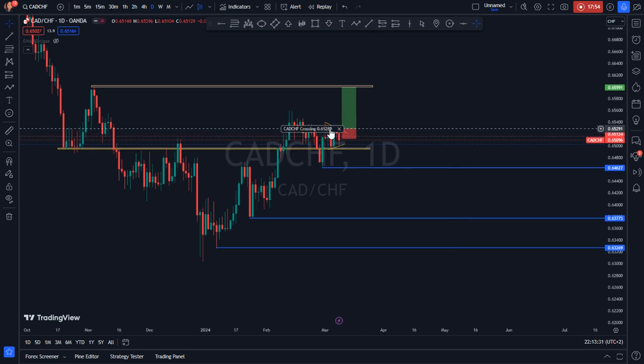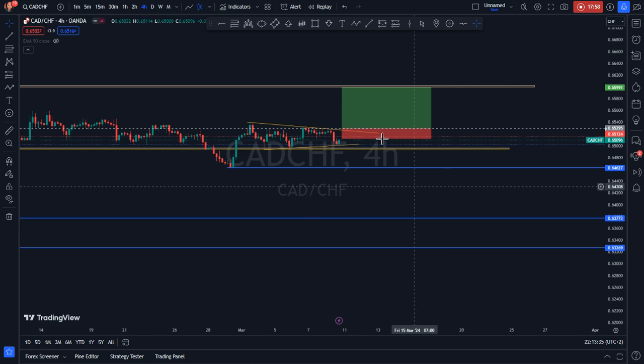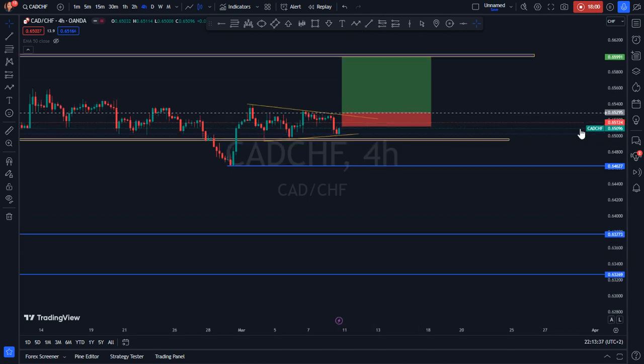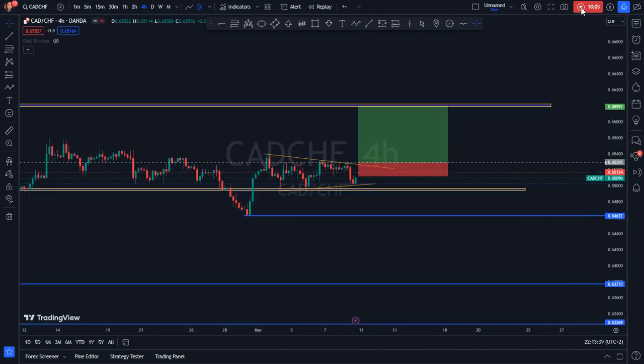Okay, so this is how our CAD looks like, guys. It's going to be a buy when the market breaks above that. So yeah, I'm going to stop this so that I can upload it.